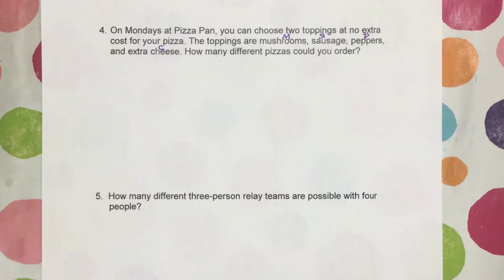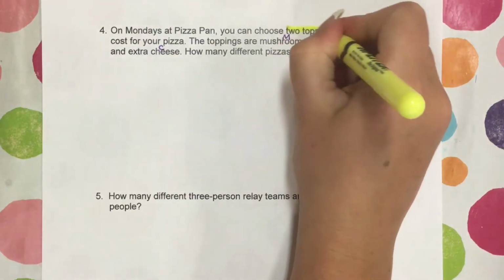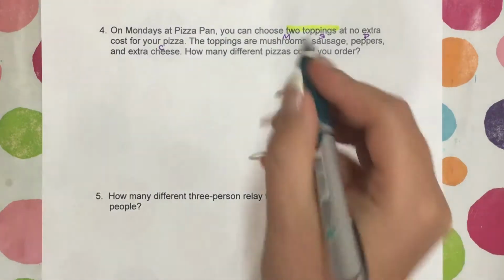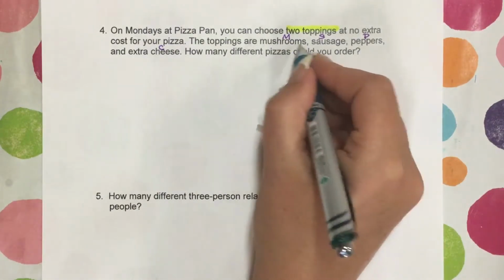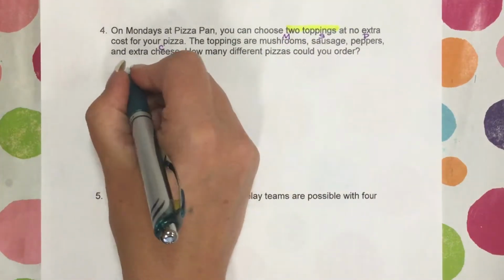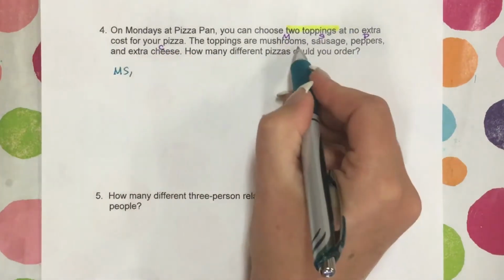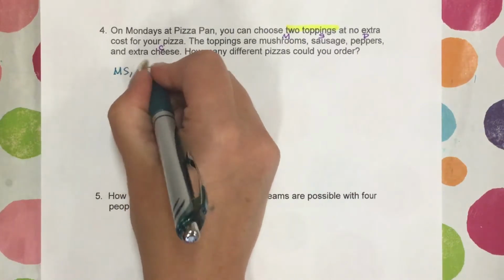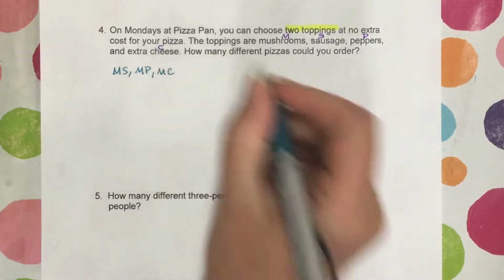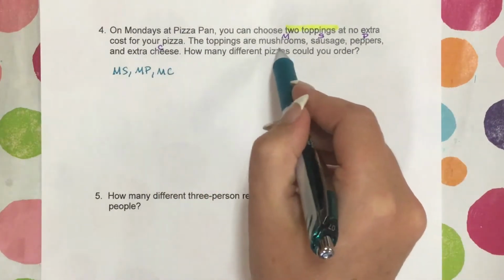All right, we're back. Let's figure out the toppings. There are 2 toppings. Let's start with all the options for mushrooms. Mushrooms can go with sausage, so mushroom sausage, mushroom peppers, or mushrooms and extra cheese. Those are all the combinations for mushrooms.